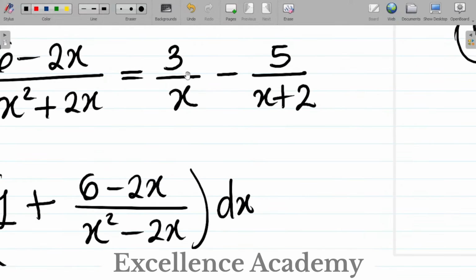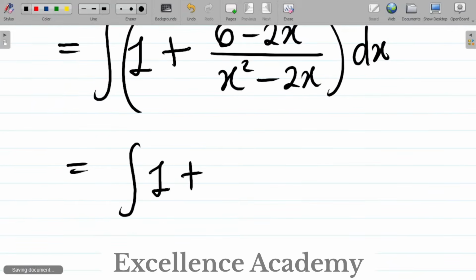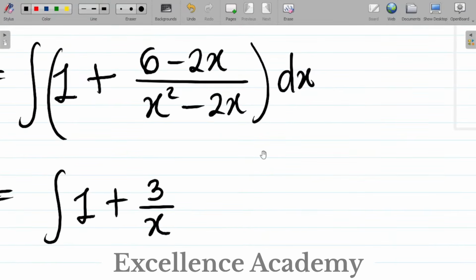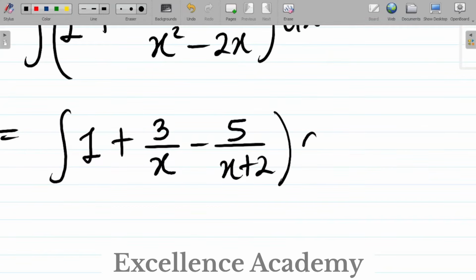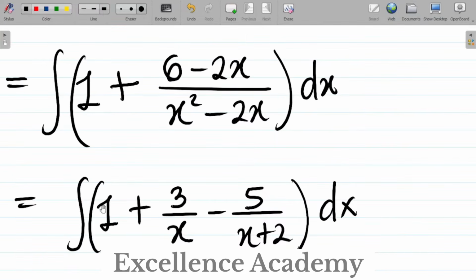and we had 3 over x, so plus 3 over x minus 5 all over x plus 2, this into dx. Right, so we have this. 1 is for this. We broke this one down into partial fractions. We had this one here.